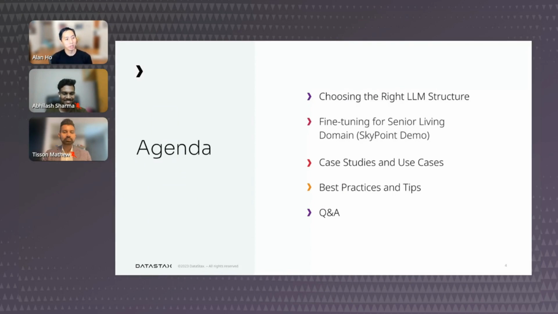So today we're here to really talk about SkyPoint's journey of how they brought their generative AI app into production. In order to do that, we're going to first talk a little bit about how to choose the right LLM, not just the technology, but what is the right architecture for your generative AI app. Then Abhilash is going to go into the details of how they got their architecture to work for SkyPoint. Tissan will then talk a little bit about why this is important, not just for the technology's sake, but also how it is going to impact society. And then we're going to have a little bit of a best practices conversation.